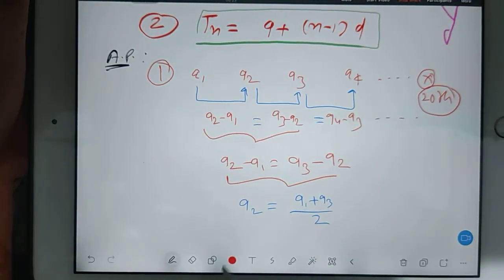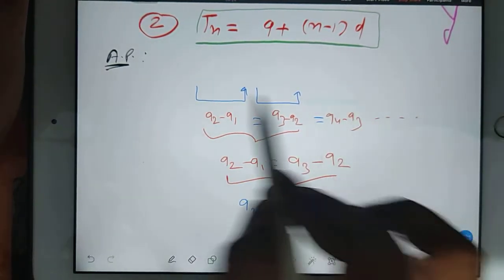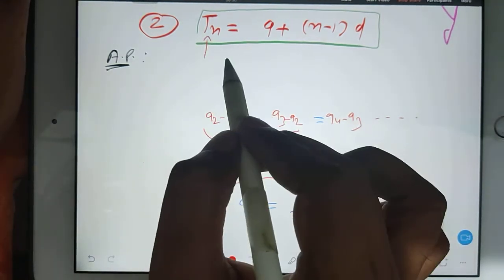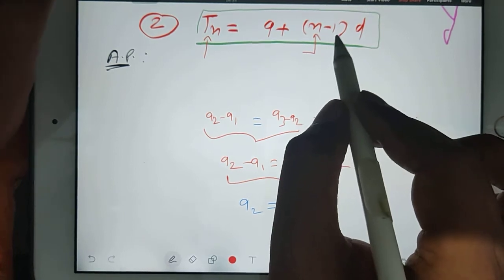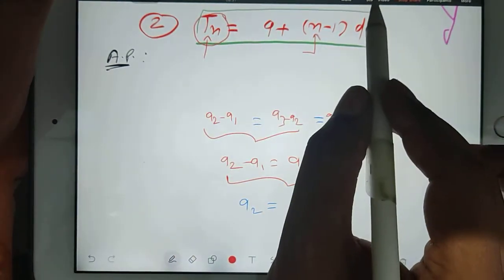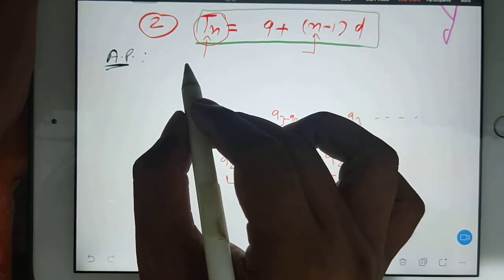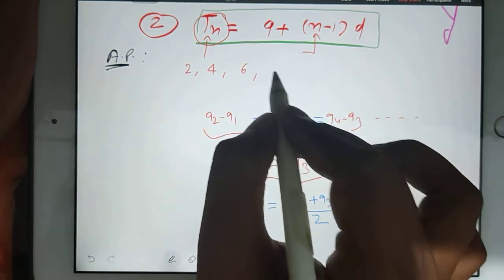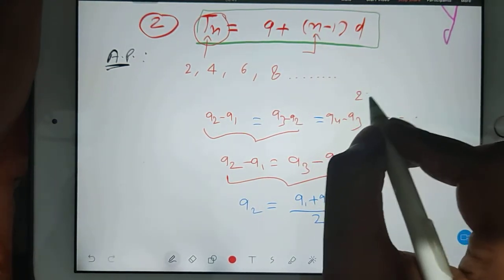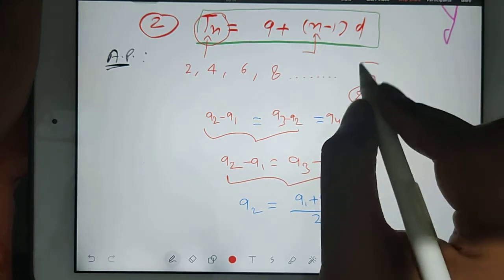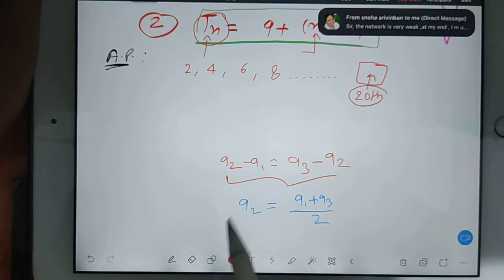Now we have the meaning. What are these variables in the formula? This Tn will represent whatever answer is coming at the nth position. For example, if I go like this, 2, 4, 6, 8, and I want to know which term will come at the 28th position, what will I do?